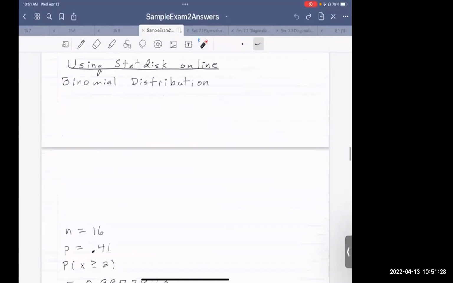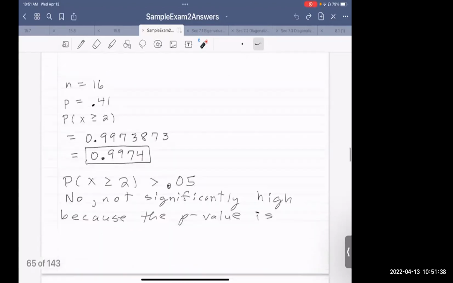If you decide to do this problem using StatDisk Online, then this is a binomial distribution. N is 16, P is 0.41. I want to find the probability that x is greater than or equal to 2. And so let me type that into StatDisk.